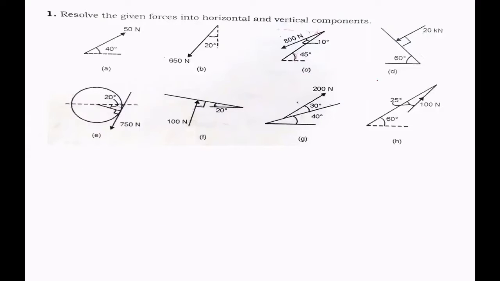Just refer this diagram. For this 20 kilonewton, it is perpendicular to this line. So this line is inclined with the x-axis or the horizontal by angle 60 degree. This angle, which is 90 degree, is not with respect to x-axis. So we have to find out the angle of this 20 kilonewton with respect to x-axis. So what is the answer?